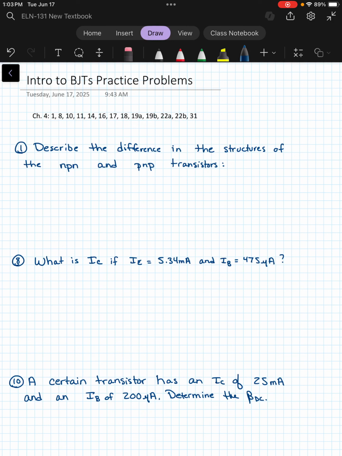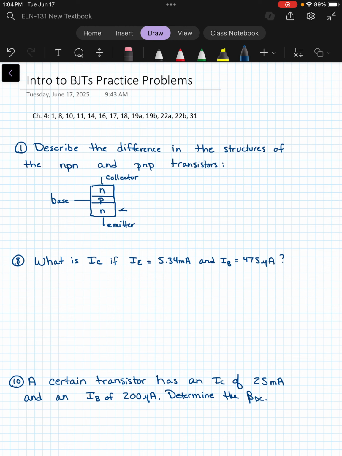Let's work some problems about basic bipolar junction transistors. First of all, we want to describe the difference in the structures of the NPN and the PNP transistor. So remember that the bipolar junction transistor has 3 layers, and for the NPN, the base layer is the P-type material, where the collector and the emitter are the N-type material.